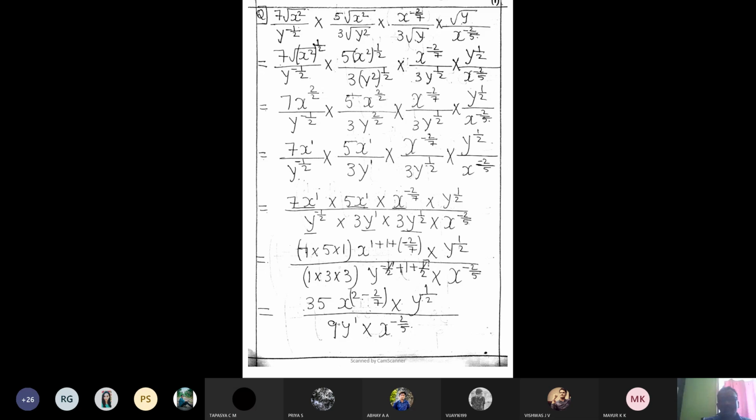This will be for 10 marks. Please copy it. It's a mixture of all 4 or 5 laws together, and you need to use the laws simultaneously and then simplify it.